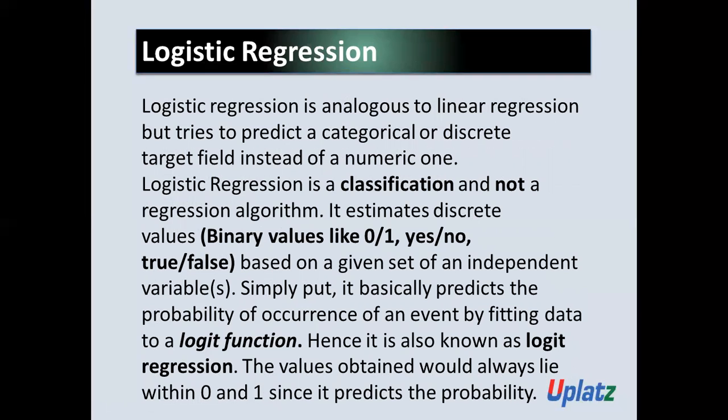So logistic regression is analogous to linear regression, but it tries to predict a categorical or discrete target field instead of a numeric one. In linear regression, multiple linear regression, and polynomial regression, we try to predict values in terms of numbers. But in logistic regression, it is going to predict a categorical value or a discrete target field instead of a numeric one. Logistic regression is a classification and not a regression algorithm.